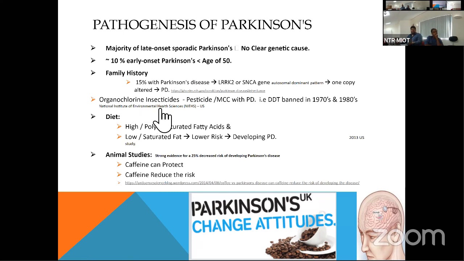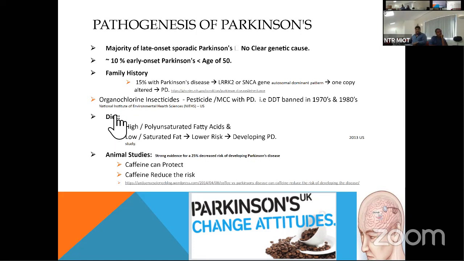The other cause for Parkinson's disease, besides the genetics and the idiopathic, is organochlorides. The most common is DDT, which was banned in the Southeast Asian countries in the 1970s and 80s onwards, while in Africa and other places we used it for controlling mosquitoes and things like that. So banning that, as the National Institute of Environmental Health Sciences indicated, there's a clear correlation to that one.